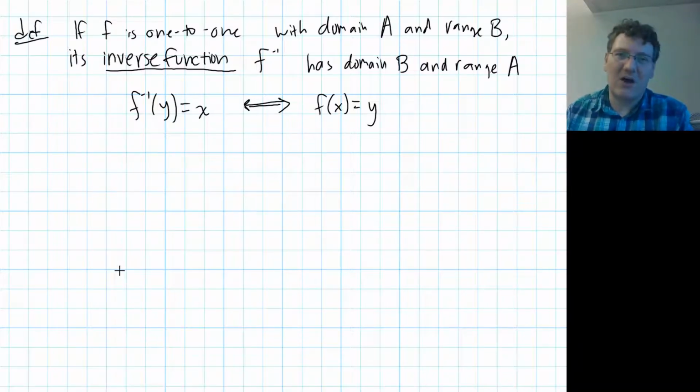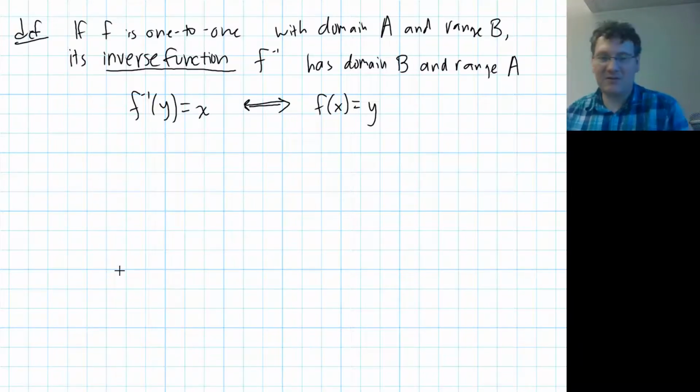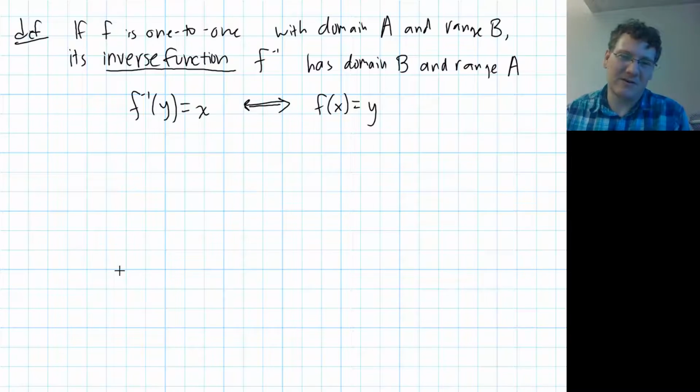So it's a way of just undoing whatever the function f does to a value x. If you put x into the function, you get the value y. Put y into the inverse function, you're going to get the value x out of it.